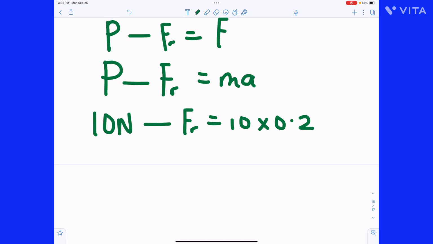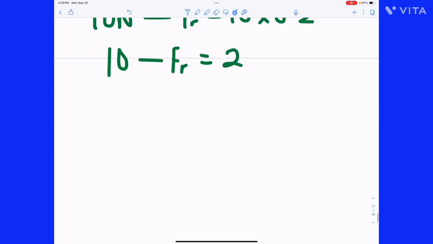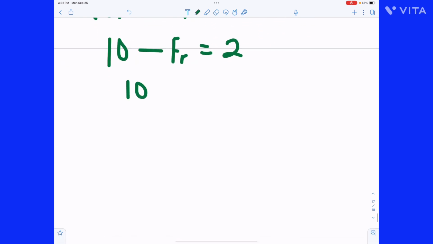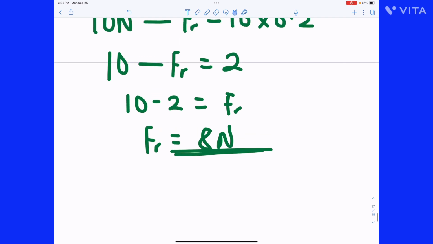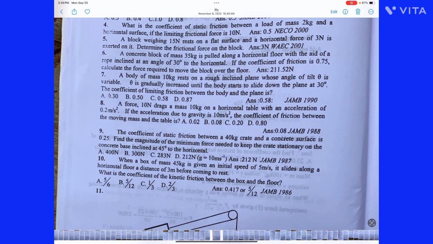So in this case now, the applied force is 10 Newton. The frictional force is Fr. And we are given the acceleration and the mass of the object. So we do 10 minus Fr is what? 2. 10 times 0.2 is 2. So that means 10 minus 2 is frictional force. And the frictional force is equal to what? 8 newtons. So it's as simple as that. The frictional force acting on the object is 8 newtons.